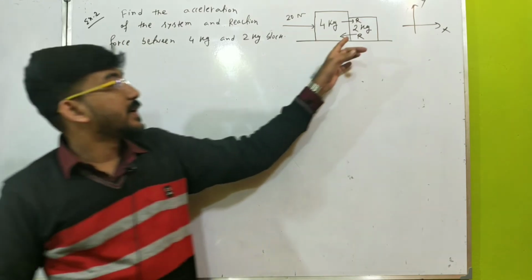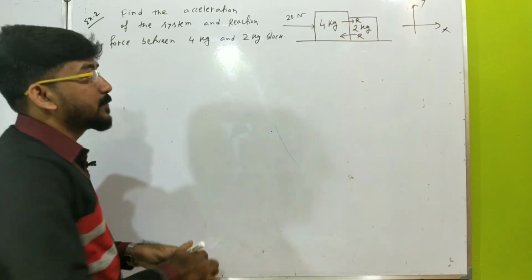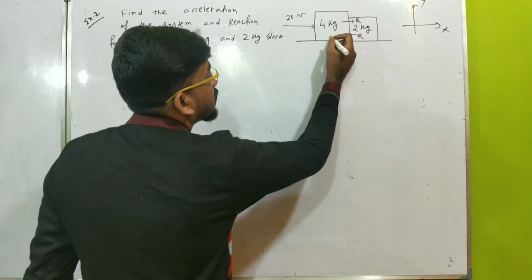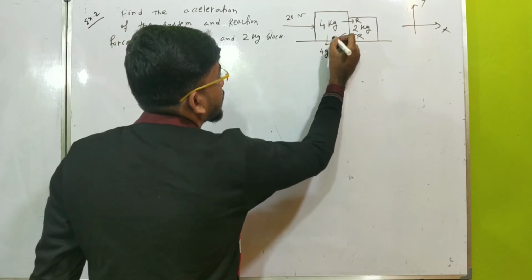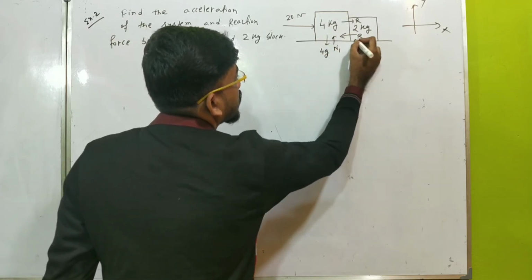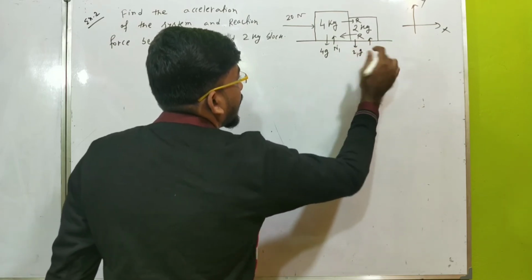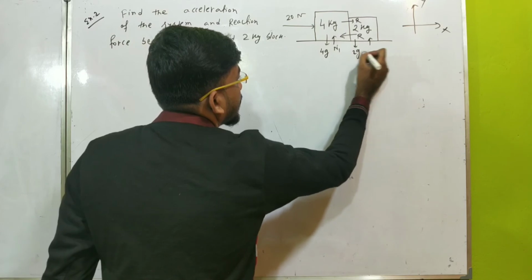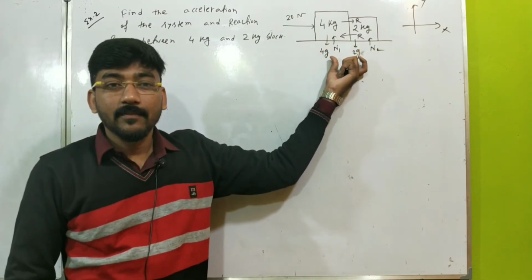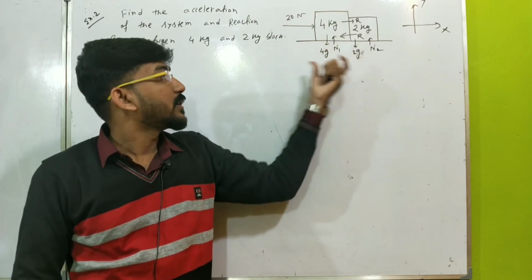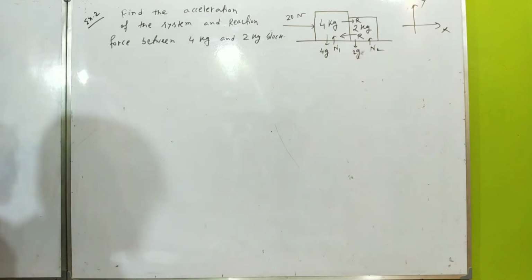So what are the forces acting? Here action reaction force will appear, and of course these forces will always be there. That one is 4g and another is N1. You can say here also, for the 2 kg block, one is 2g and another is N2. So let me draw the free body diagram. We have understood the forces, what are the forces acting on the system. So now the next step is we have to draw the free body diagram.